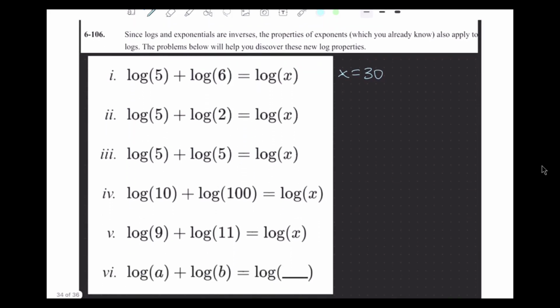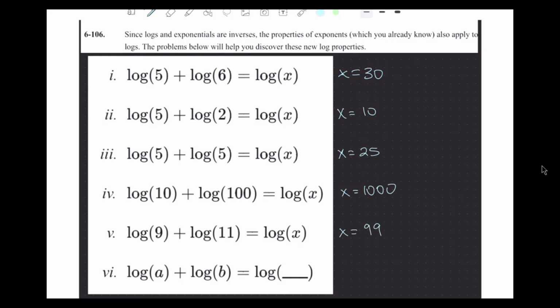What about for number 2? Log 5 plus log 2. What's our x going to equal? 10. Told you we're going to crank through these. What about for number 3? What are we going to get for x? Our x is going to equal 25. Yeah. What about for number 4? What's our x going to equal? 1,000. What about for number 5? What's our x going to equal?